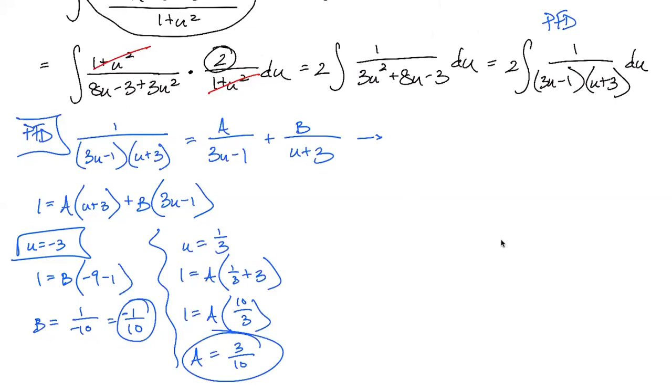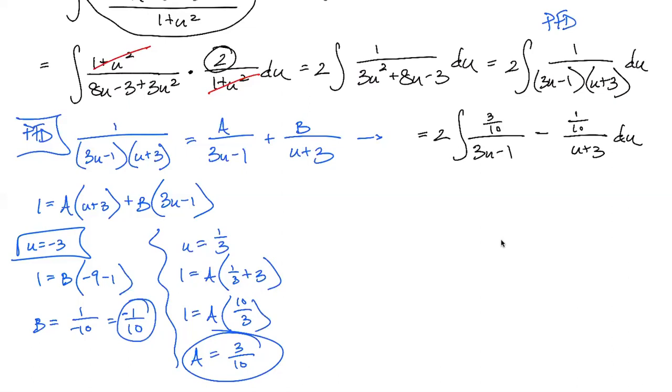So from here, I'm going to go back and rewrite my integral, okay? So my integral is going to have a 2 in front, and it's going to be 3/10 over 3u minus 1 minus 1/10 over u plus 3 du. Okay.